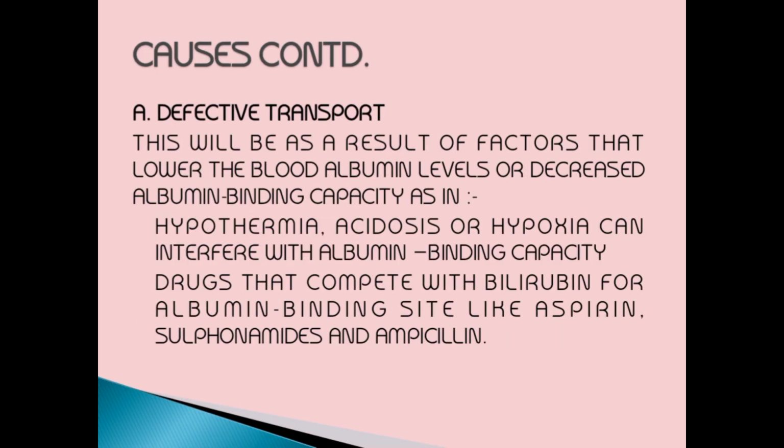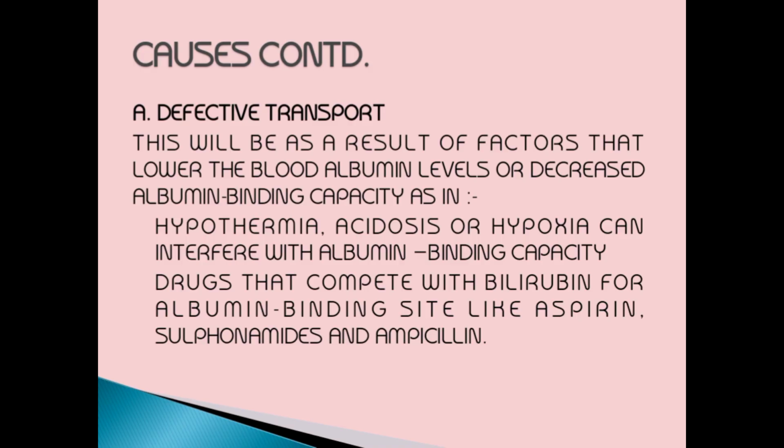The other thing is defective transport. If there is an impairment in the transport of bilirubin, it is also going to cause an infant to have jaundice. This will be as a result of factors that lower the blood albumin levels or decrease albumin binding capacity, as in hypothermia. So if a child is hypothermic, okay, sorry for that. So we talked about the defective transport.